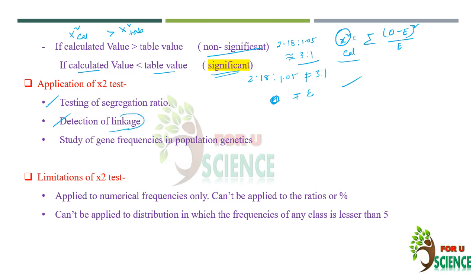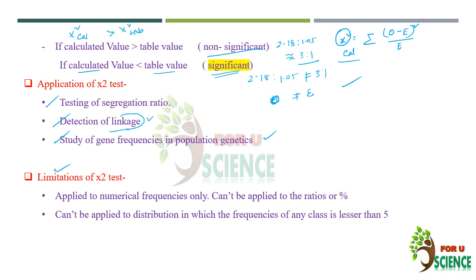If there is a presence of linkage, there is a deviation in the segregation ratios. We will see the ratio from the given data and analyze it. If there is a significant difference, then we can say there is a presence of linkage. We can use this method for analysis of gene expression and gene frequencies in population genetics. What are the limitations?